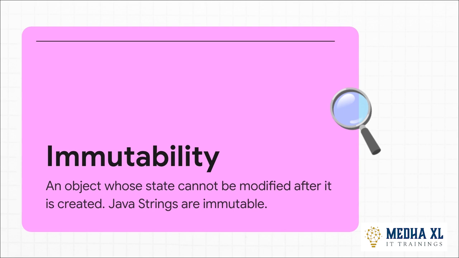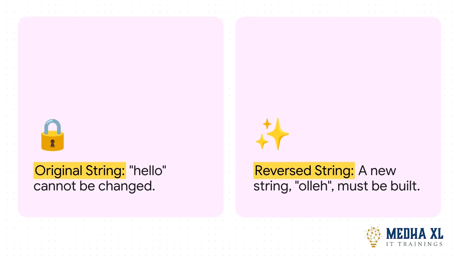Basically, think of it like this. Once a string object is created in Java, it's like it's been set in stone. You cannot change it. You can't alter it, you can't add to it, you can't remove any of its characters. It is, for all intents and purposes, unchangeable, locked down. And that rule has a really important consequence. If we want to get our reversed string olleh, we literally can't touch the original hello. Instead, we have to build a completely new string from scratch, somewhere else in memory, to hold those reversed characters.